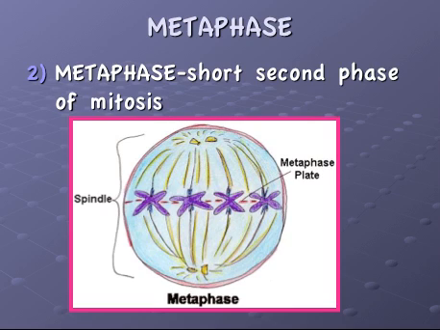Metaphase. Remember, metaphase means middle. This is the second phase of mitosis. The double chromosomes become attracted to the spindle fibers by their centromeres. The chromosomes begin to line up on the midline or equator, again in the middle.